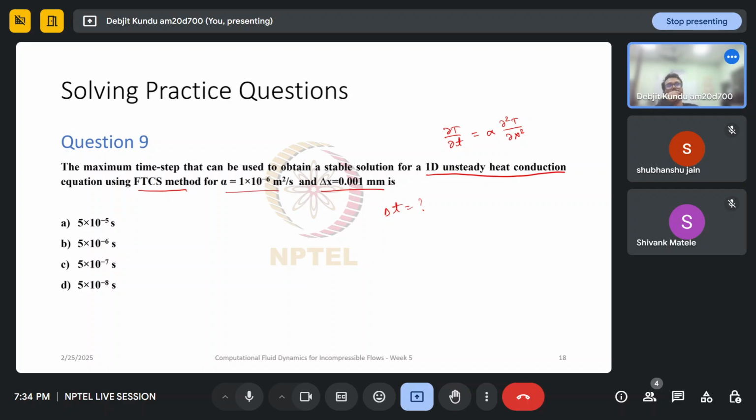Is it option A, 5 into 10 power minus 5 seconds? Is it option B, 5 into 10 power minus 6 seconds? Is it option C, 5 into 10 power minus 7 seconds? Or is it option D, 5 into 10 power minus 8 seconds?